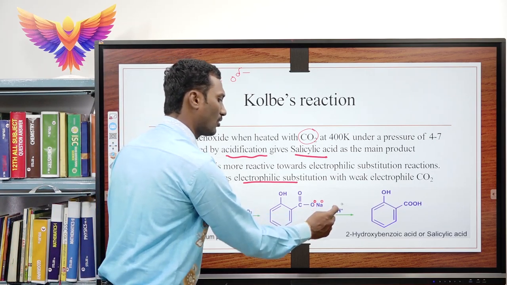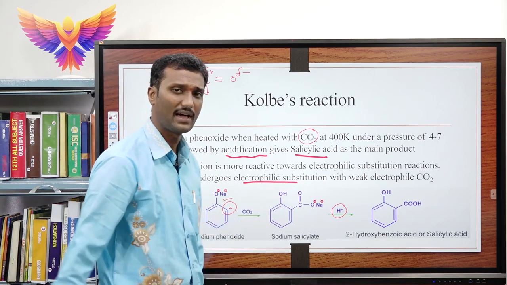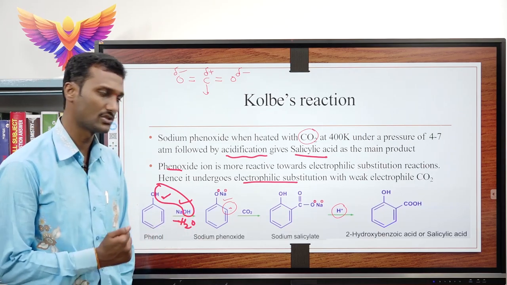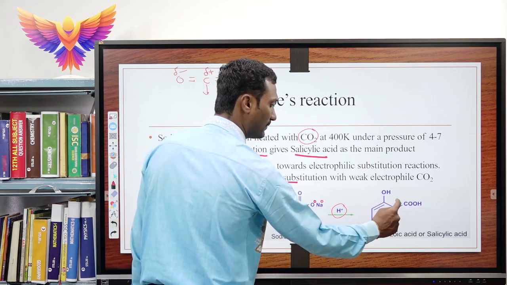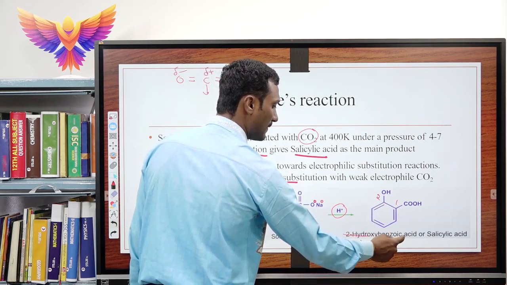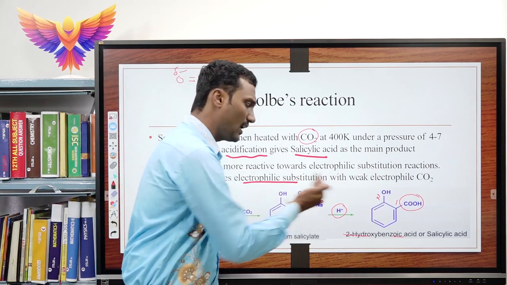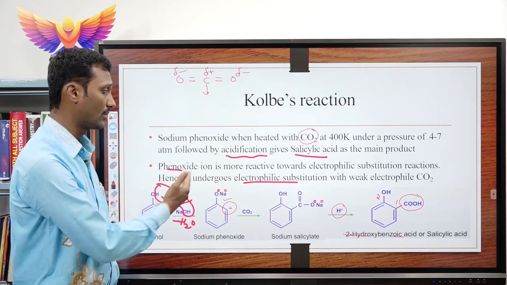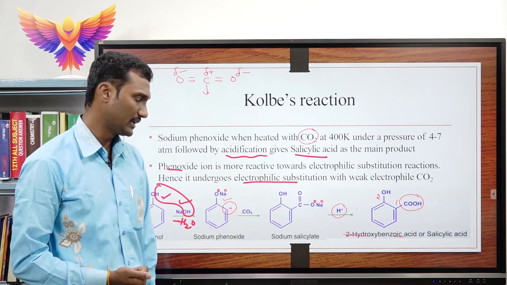Further, when you add a few drops of acid, that is, when it is acidified, the sodium salicylate gives salicylic acid, also called ortho-hydroxybenzoic acid. You can observe the numbering is given from the carboxylic acid as 1 and 2, so the IUPAC name is 2-hydroxybenzoic acid. The carboxylic acid group is introduced at the ortho position, because there is more electron density there, and carbon dioxide, being an electrophile, reacts at the ortho position to give salicylic acid.